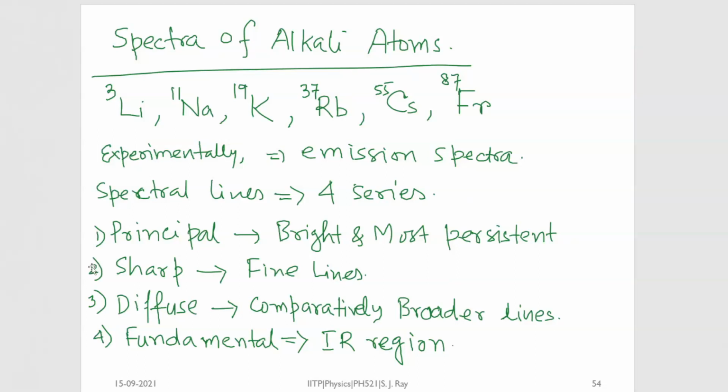So the next section which I'm going to talk about is the spectra of alkali atoms. Why are alkali atoms interesting? Because they give us quite interesting spectra, and there are certain effects observed in the spectra of alkali atoms which form the basis of atomic physics. For example, you have studied the Zeeman effect, then the Paschen-Back effect, then the Stark effect. All these effects are commonly observed in the spectra of alkali atoms.